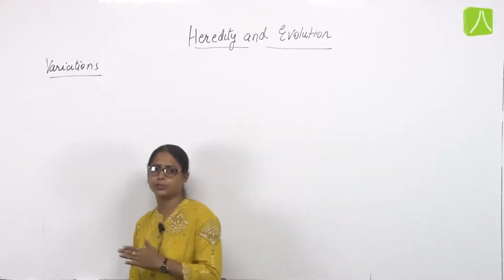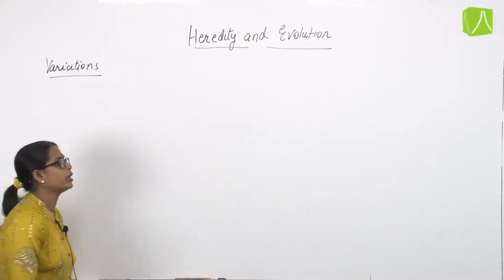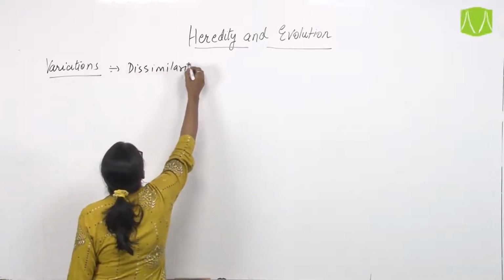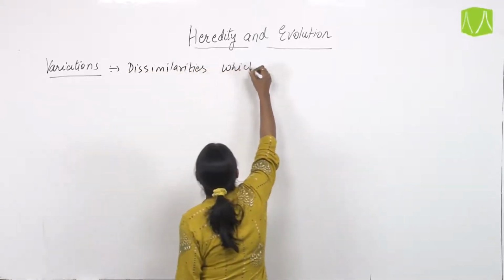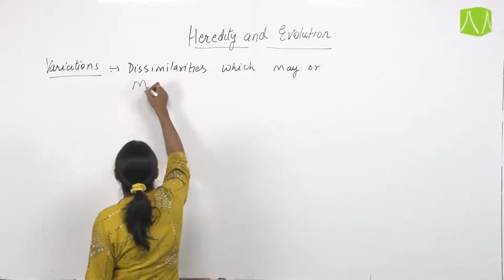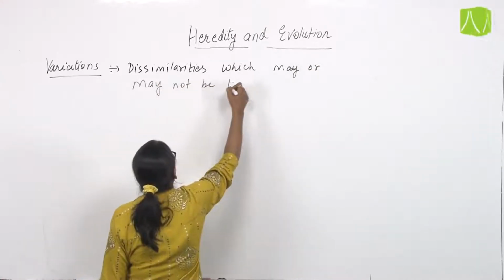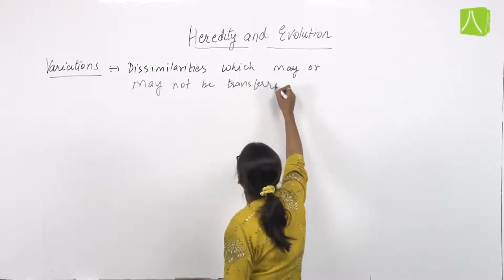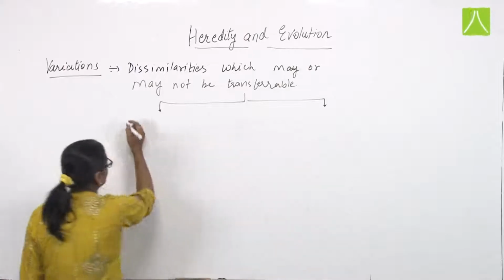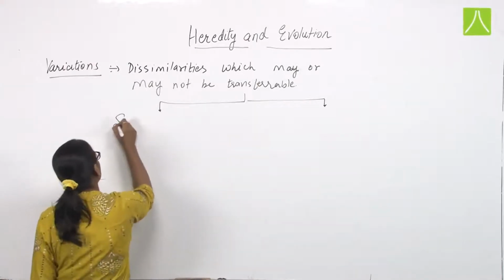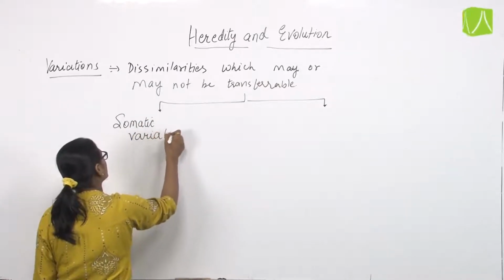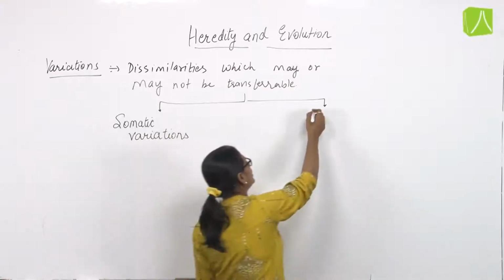On that basis we have classified variations, which are dissimilarities that may or may not be transferable, into two basic types: the somatic variations and germinal variations.